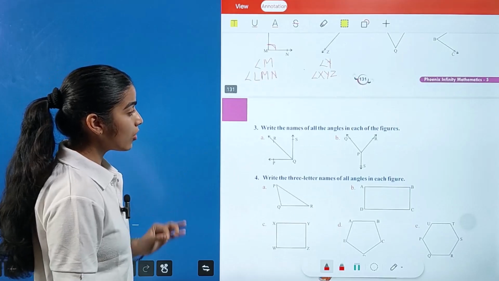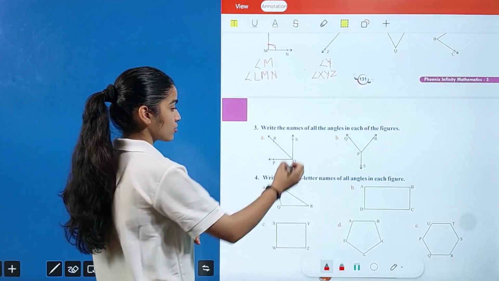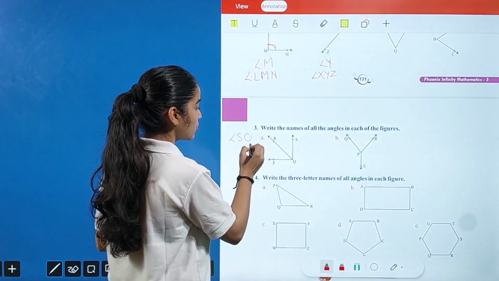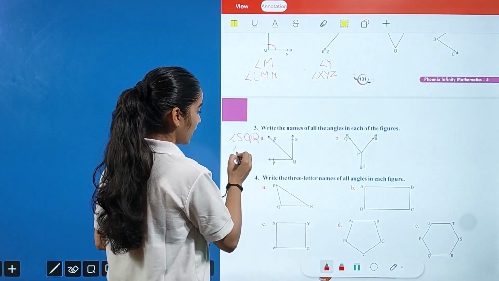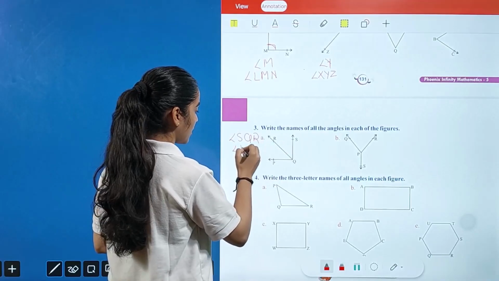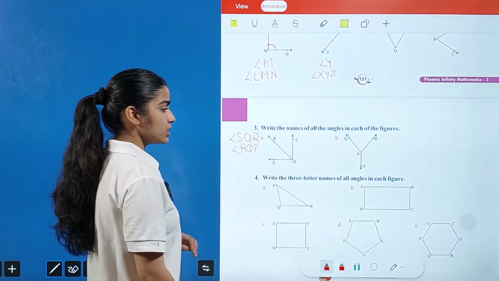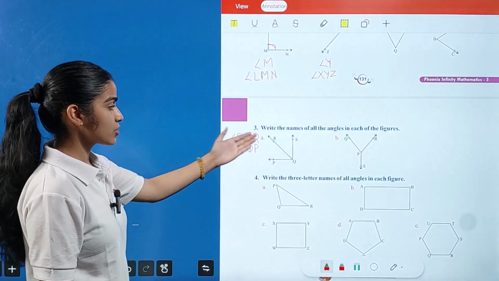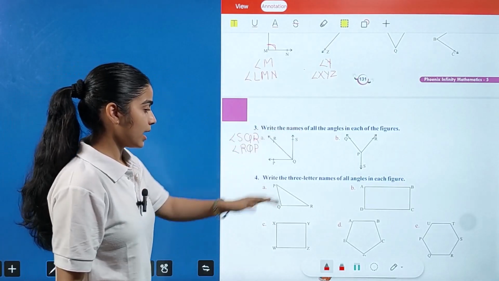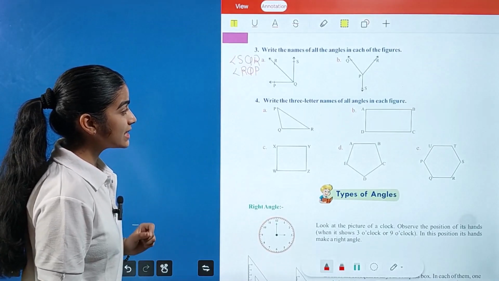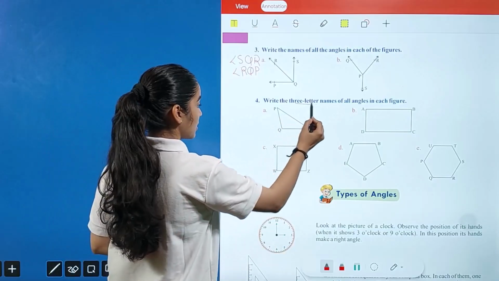Write the names of all angles in each of the figures. So angle SQP, angle SQR, angle RQP. So students, you can write the names of the angles which are formed in the figure. And part B, right? Write the 3 letter names of all angles in each section, 3 letter names.